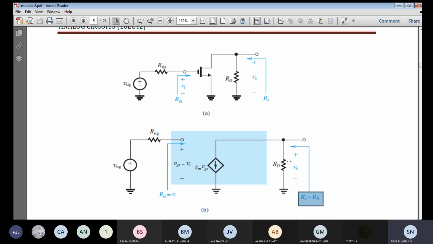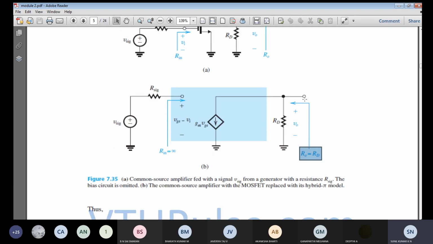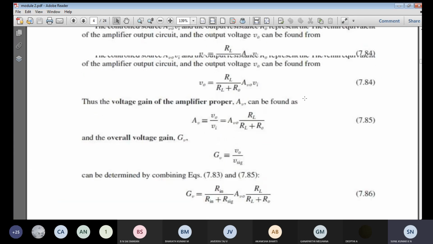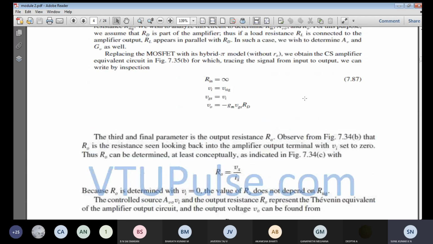So in that scenario, if I find the output resistance, we know the output voltage, and we know the current is Gm into Vgs, and from that we can see what the value of the resistance is. RD is nothing but the output resistance. So we can easily determine that the amplifier output resistance R naught will be equal to RD itself. So we'll just see what parameters are associated with that.